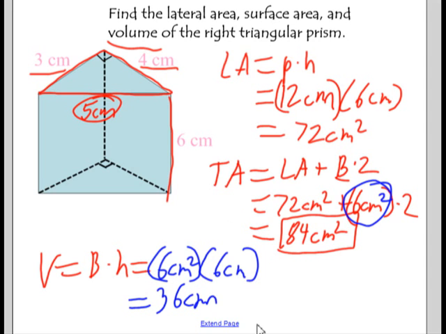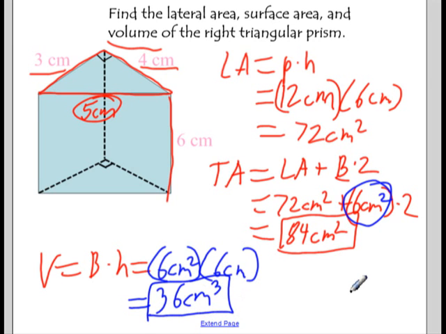Oops, that's horrible. Let's try that again. That's going to give us 36, sorry, I'm struggling with my pen here, 36 centimeters cubed for the volume.